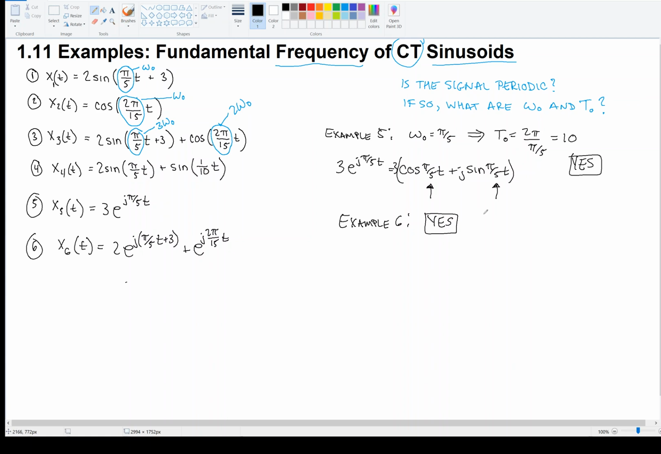That is periodic. Do you remember what the period was? So remember that the first component has a frequency of pi over 5, which means it has a period of 10. And the second one has a frequency of 2 pi over 15, which means it has a period of 15. So the period with the least common multiple then was 30. So the period of this thing is 30, and so that means its fundamental frequency is 2 pi over 30, or pi over 15.